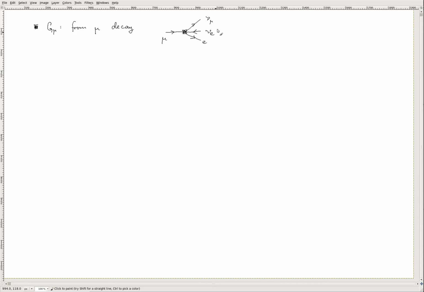And this square block here, that's the coupling, and it has a coupling strength, which I call G mu. So it's also called the Fermi constant. And by measuring muon decay very precisely, one can get a value for it, which is 1.166 3787, with an uncertainty of 6 in the last digit, times 10 to the minus 5 GeV minus 2. Because it's an effective coupling, it actually has dimensions.